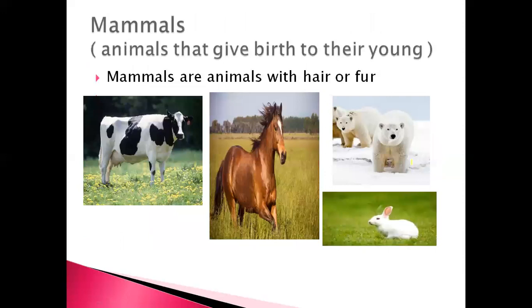Now let's start to talk about mammals, and I hope that you remember what mammals are. Okay, let me remind you. The mammals are the animals that give birth to their young. They don't lay eggs. Look at these animals: cow, horse, bear, and the rabbit. Look at them. They have bones and they are called mammals, and we have many more mammals in the whole world.